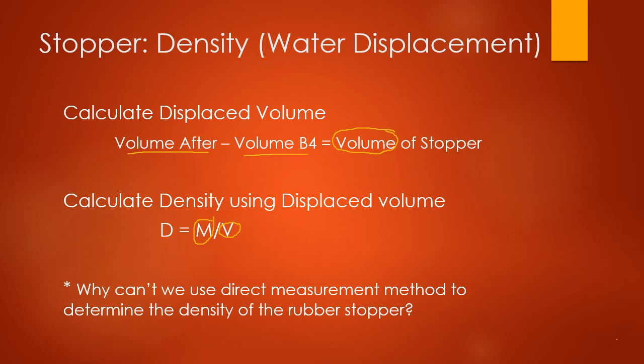So we're going to end with a final question. Why can't we use the direct measurement method to determine the density of the rubber stopper? If you're not sure the answer to that question, you might want to back up and listen to the previous slide. Let me know if you have any questions.